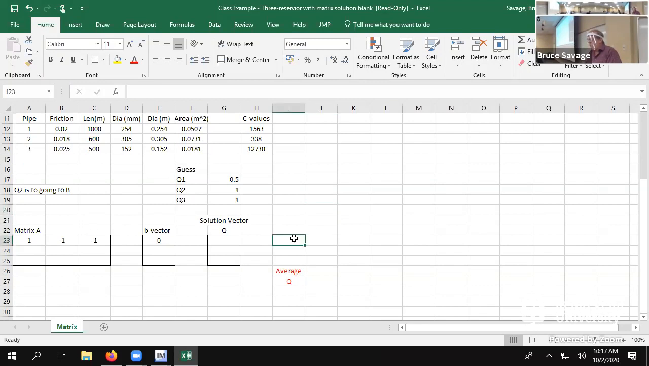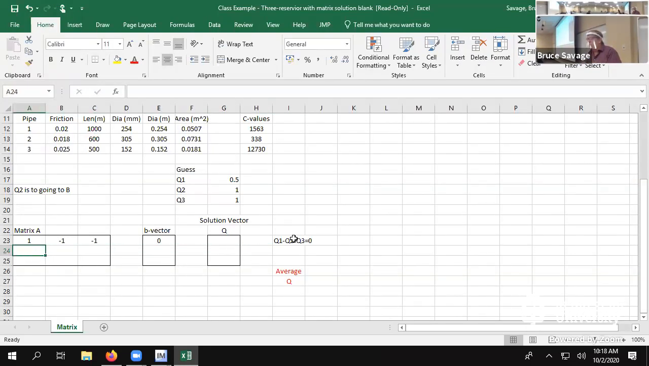Yeah, so we can write the equation out here to the side actually. Q sub 1 minus Q sub 2 minus Q sub 3 equals 0. Yeah, so that's the continuity equation. And by assuming the direction to B, I know that Q sub 2 is negative. At least I'm assuming that it is.